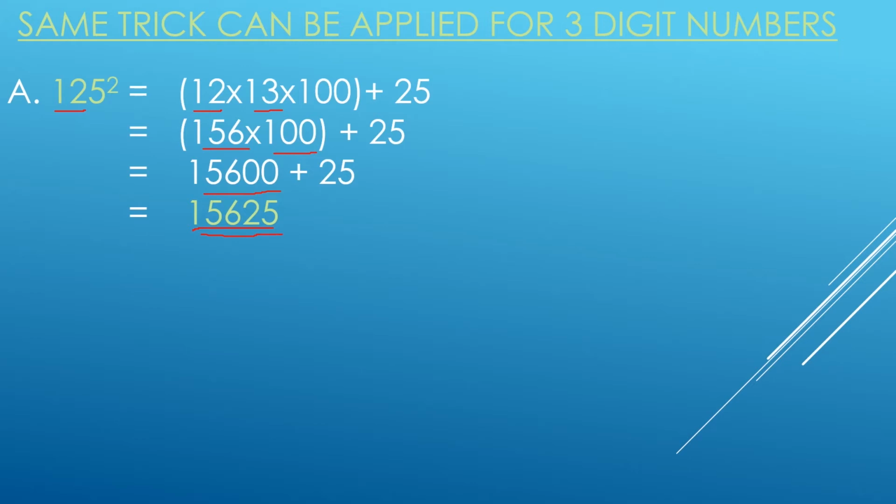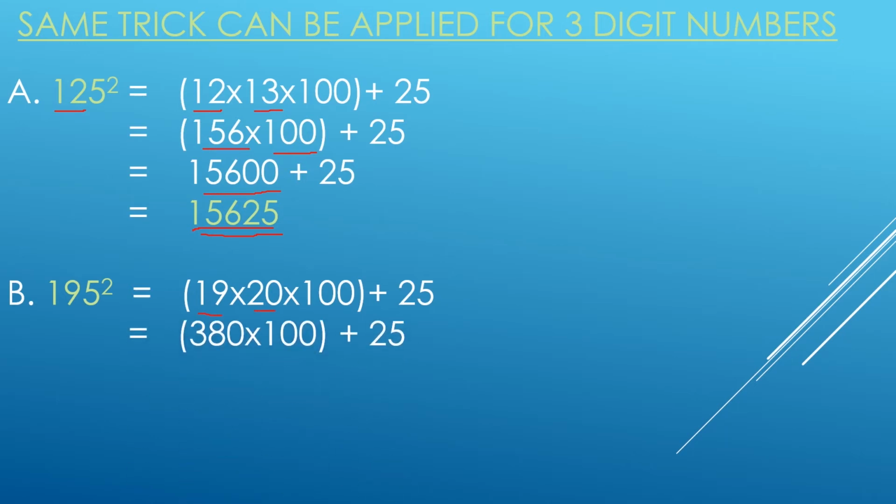We take one more example. 195 square. We multiply 19 with 20 to get 380, which we multiply by 100 to get 38,000, which we add to 25 to get 195 square as 38,025.